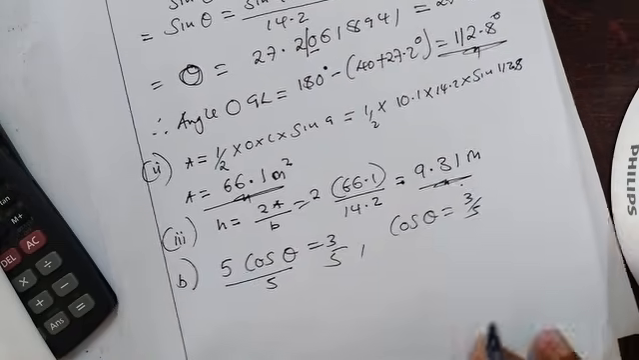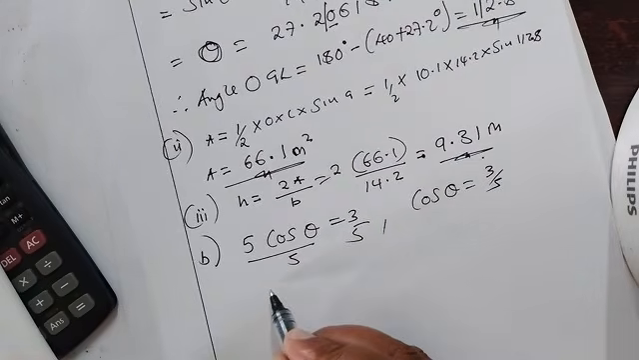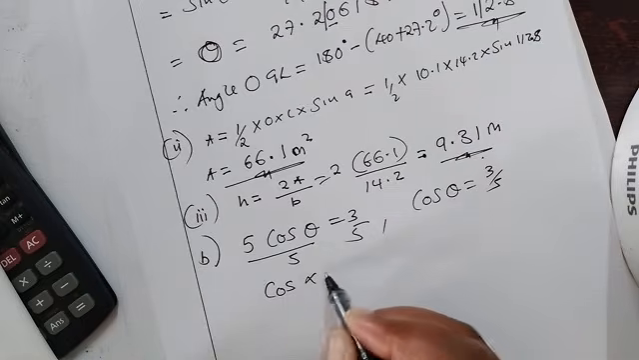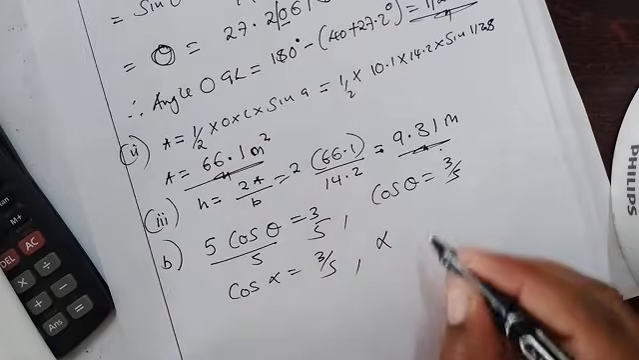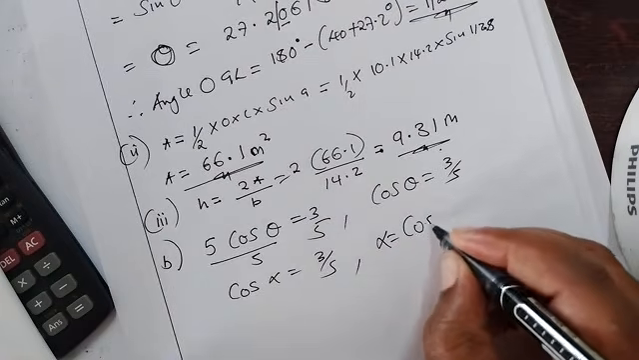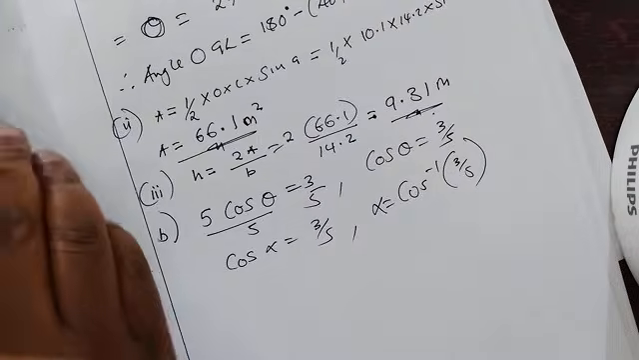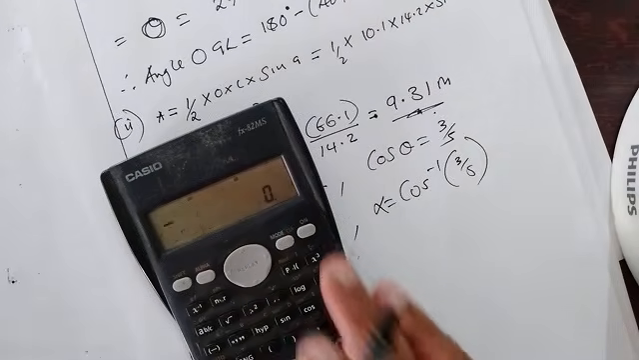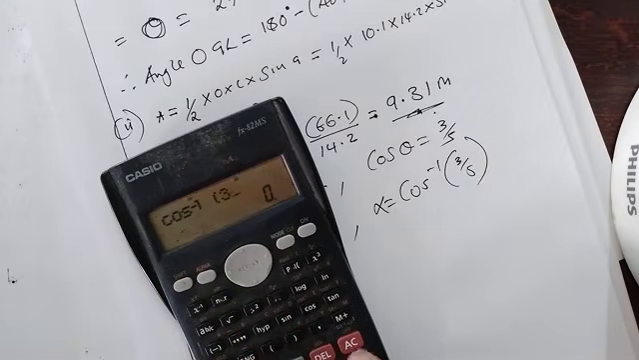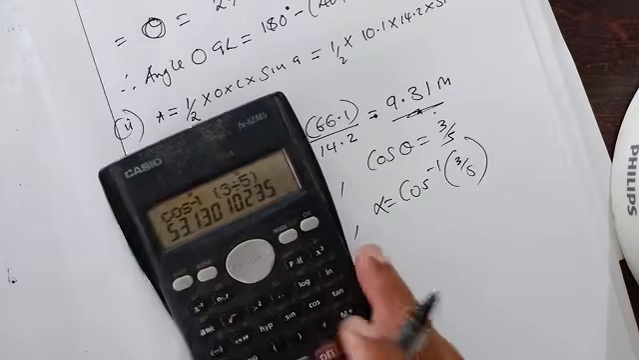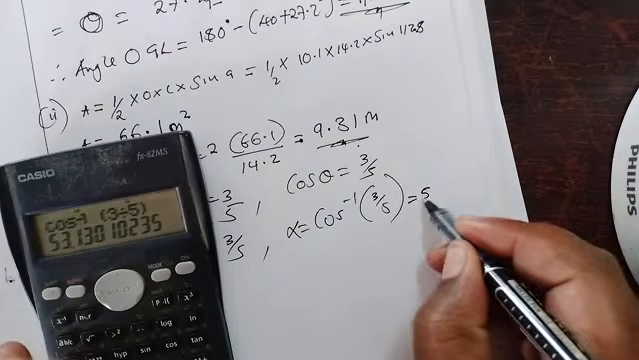3 over 5. But now with 3 over 5, we get alpha. So say cos alpha is 3 over 5. Therefore, alpha alone is cos inverse of 3 over 5. All right? So you do the same. Get your calculator. Say shift cos of what? 3 divided by 5. What do you get? This is 53.1 degrees.